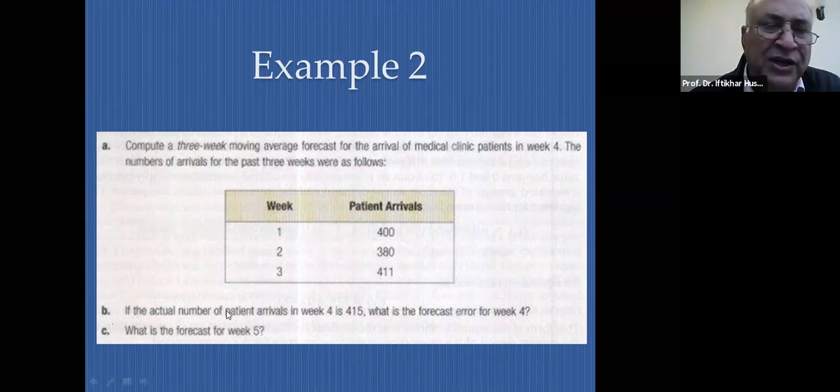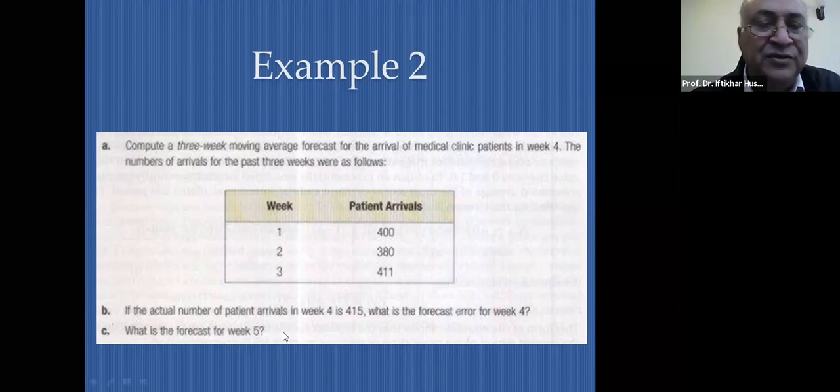If the actual number of patient arrivals in week 4, remember actual, this is not the forecast number, is 415, what is the forecast error for week 4? So it means we need to forecast it as well and then check it with the actual. And what is the error? The difference between the actual and forecast quantity or number.